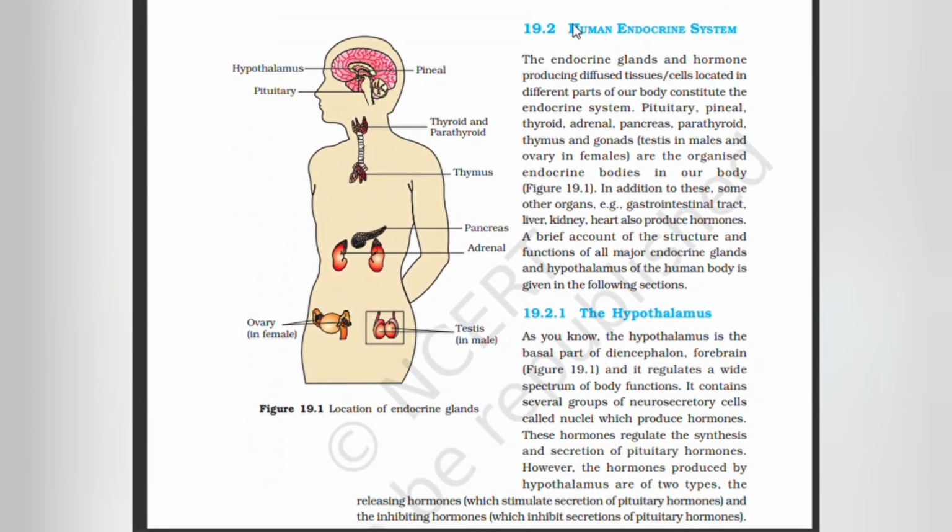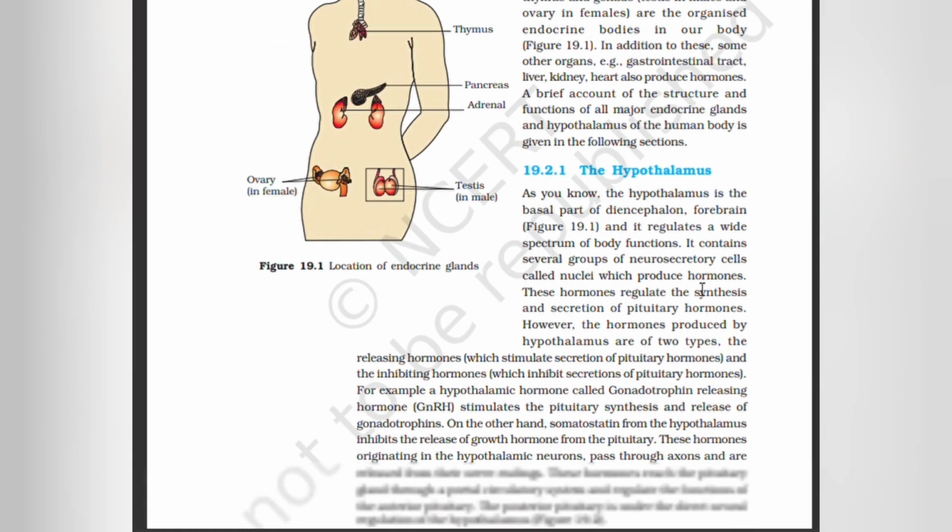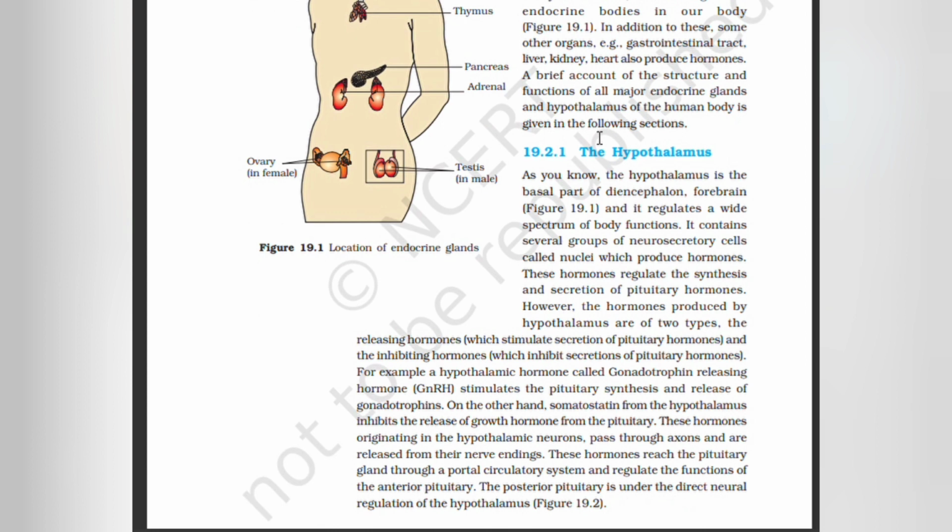Human endocrine system. Endocrine glands and hormone-producing diffuse tissues and cells located in different parts of the body constitute the endocrine system. Pituitary, pineal, thyroid, adrenal, pancreas, parathyroid, thymus and gonads are the organized endocrine bodies in our body. In addition to this, some other organs, the gastrointestinal tract, liver, kidney and heart, also produce hormones. A brief account of the structure and function of all major endocrine glands and the hypothalamus of the human body is given in the following sessions.